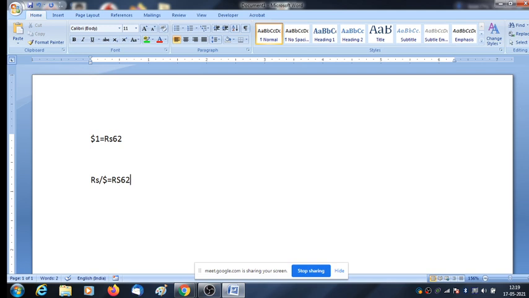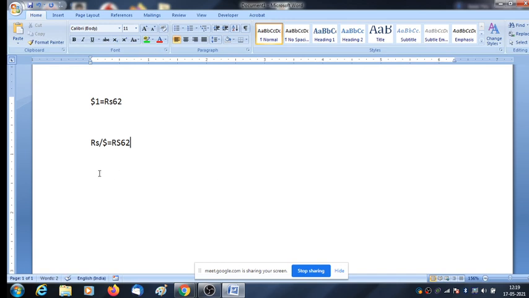Now suppose I write rupees per GBP. GBP means pound. Say rupees 82. Now we are expressing pound in terms of rupees. Is it clear or not? Tell me.